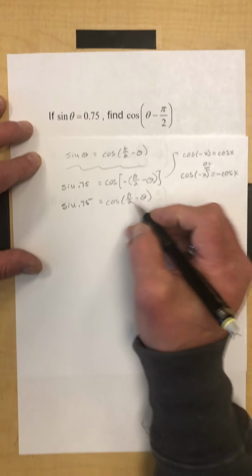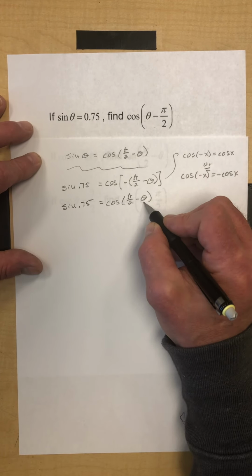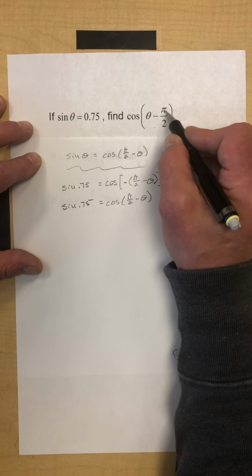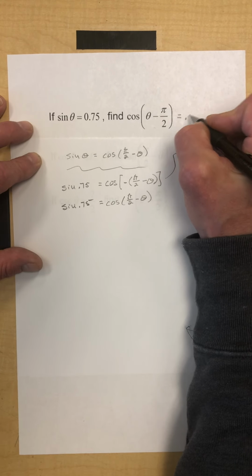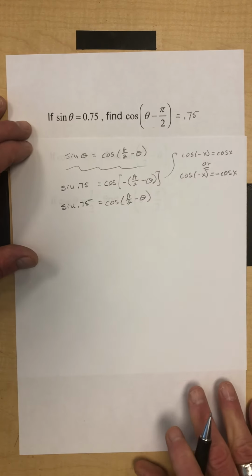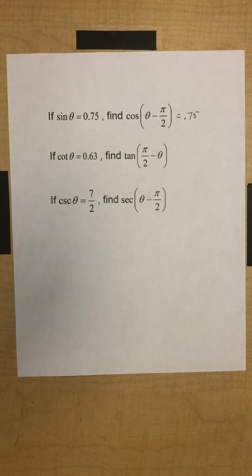So obviously cosine of pi over 2 minus theta is the same as the cosine of theta minus pi over 2 because cosine's an even function. So that is equal to 0.75. We're in good shape there. All right, let's see what's going on here.